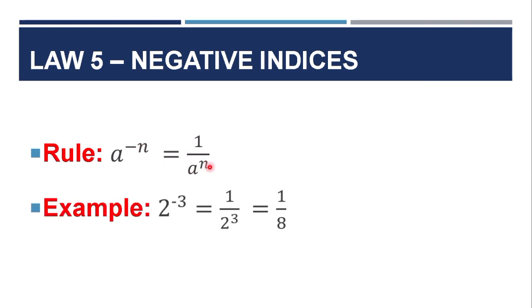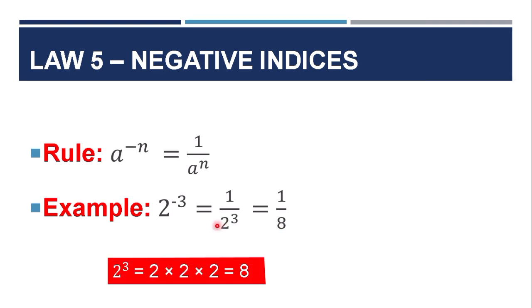For example, 2 exponent negative 3 will be equal to 1 over 2 exponent 3. Here, I'm just removing the negative from the 3 and representing it as 1 over 2 exponent 3. Then if you simplify, 1 over 2 exponent 3 will give you 1 over 8. And why is 2 exponent 3 equal to 8? It means you are multiplying 2 by itself 3 times to get 8.